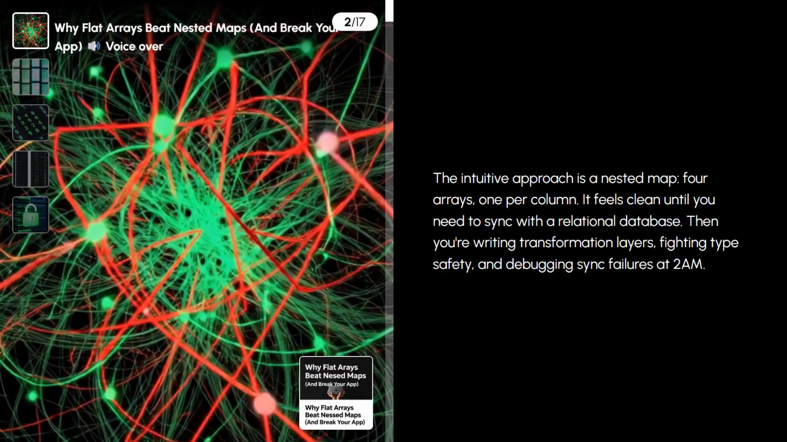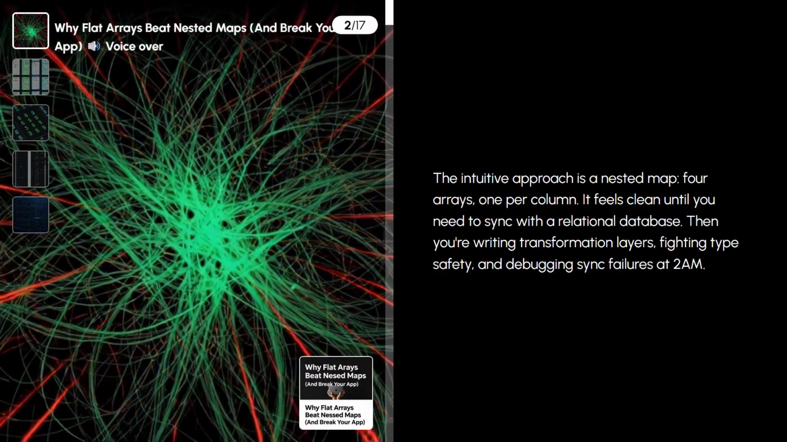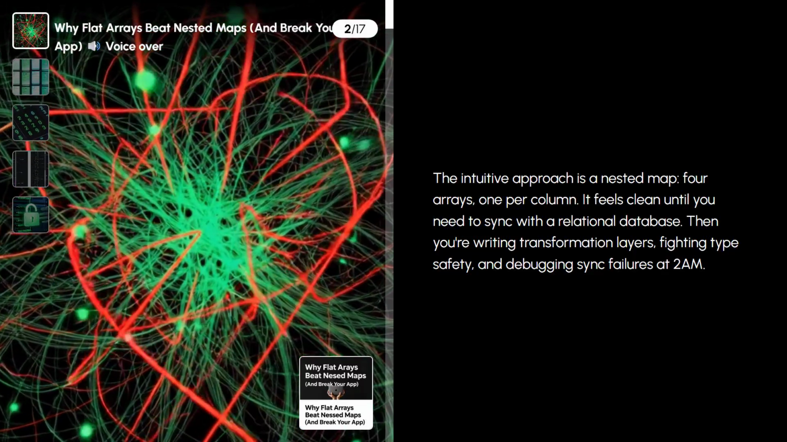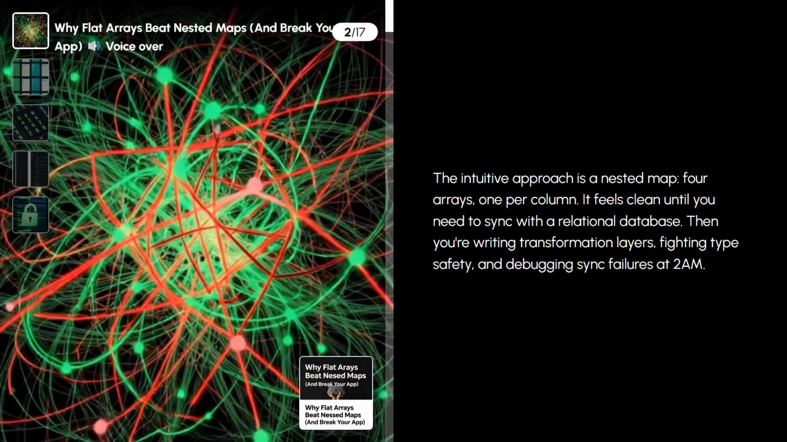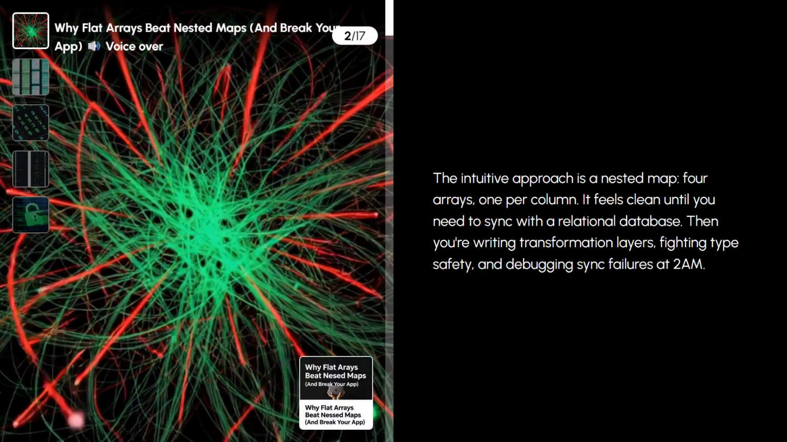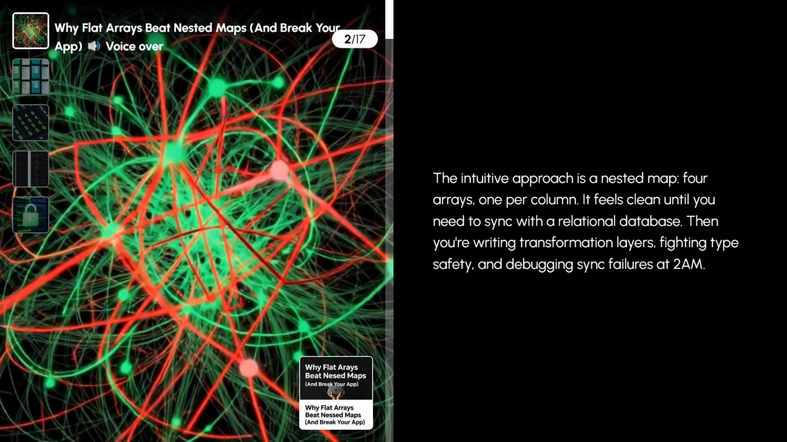The obvious choice is a nested map, 4 arrays, 1 for each column. It feels clean until 2 a.m. when your sync layer breaks and you're debugging why Do and Schedule just swapped all their tasks.